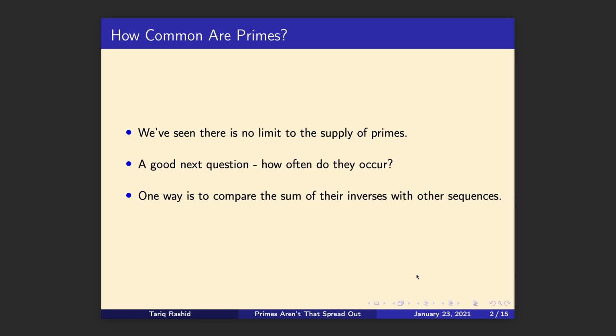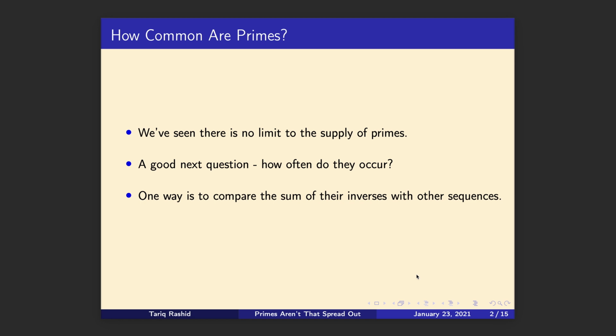We also looked at an interesting property of primes, which is that any whole number can be broken down into a unique set of prime factors, and that's quite an important thing. It's called the fundamental theorem of arithmetic.